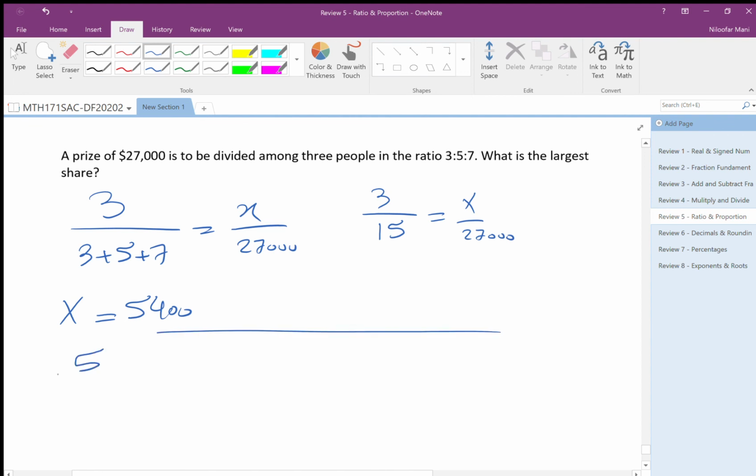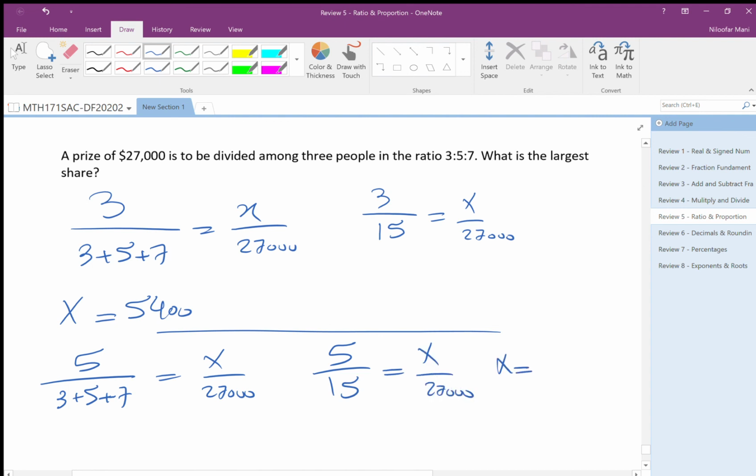How about the next? 5 over 3 plus 5 plus 7, how many over 27000? Why do I add? Because I'm comparing total with total. So X is, step by step, 5 over 15, X over 27000, and X is $9,000. Okay, I have to show it to you. Then I have a word problem.